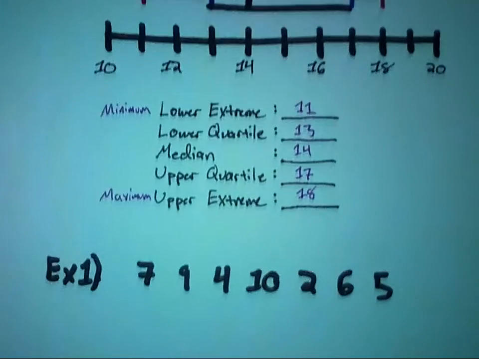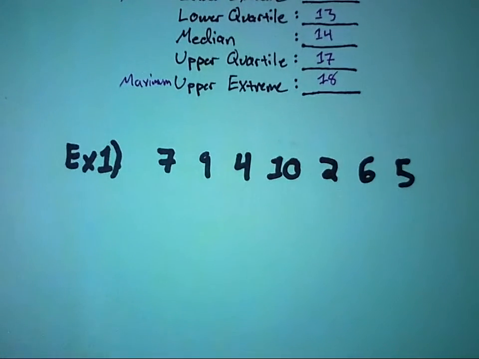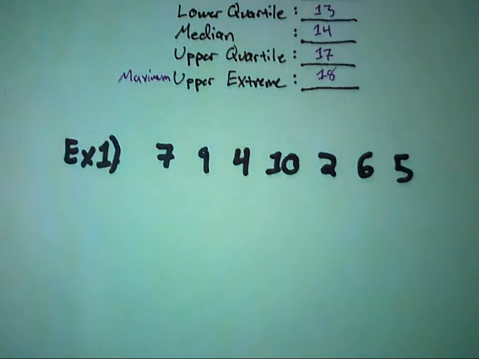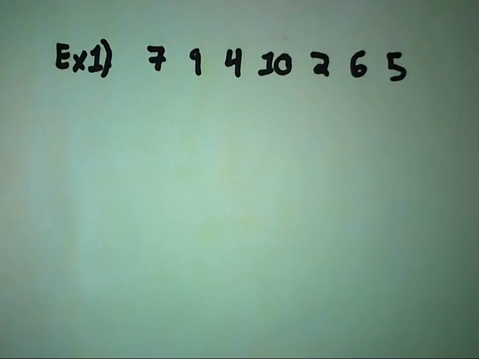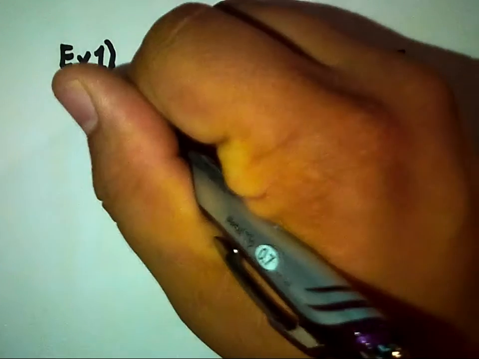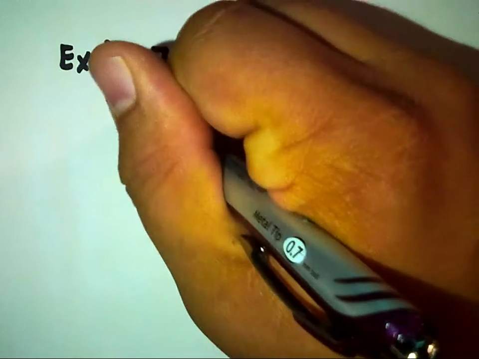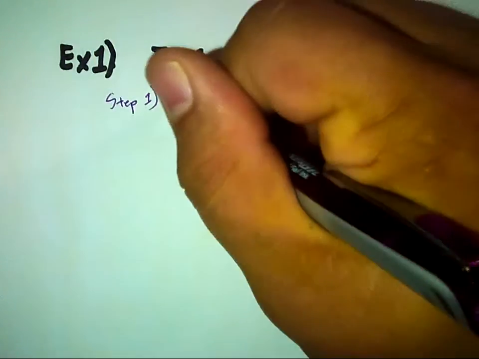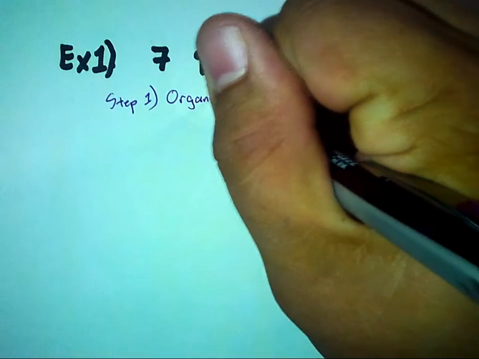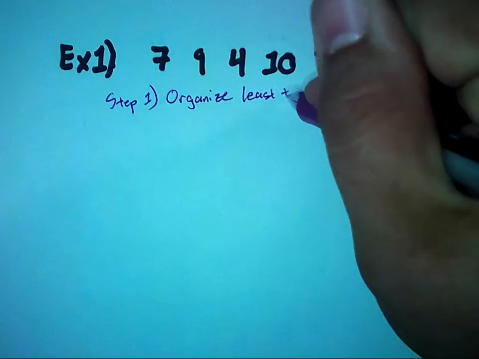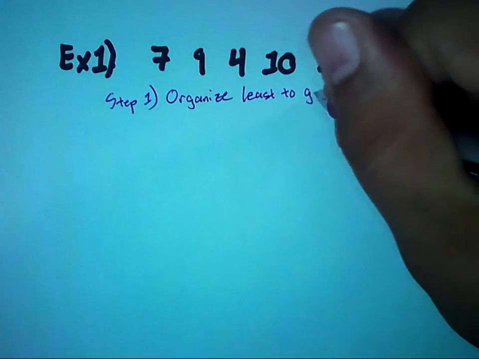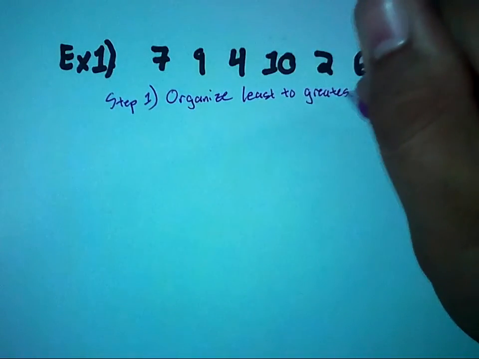Speaking of making one, here we go. So we have our first example data here. And if you can tell, the numbers are actually not in order. So what you want to do, first step, step one, is organize your data, and specifically, organize least to greatest. It just makes working with the numbers a lot easier for what we're about to do.